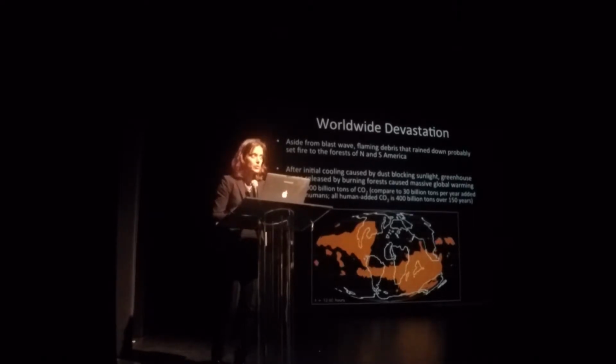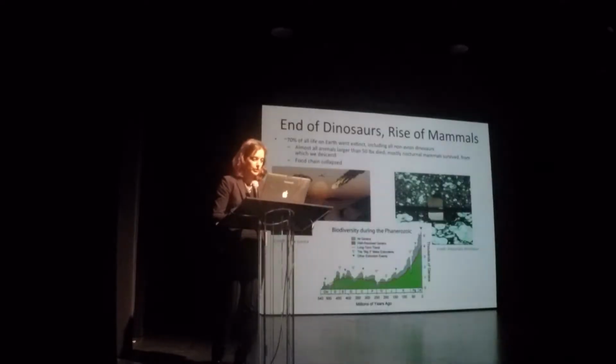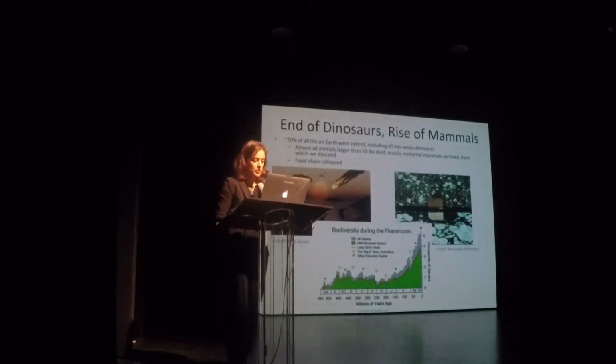So there's a lot to be learned about this with our present-day situation. This impact, of course, was thought to have given rise to the mammals, including ourselves. It really did wipe out a good fraction of life on Earth, both on land and in the water. And mostly the really big animals didn't make it because the food chain collapsed.